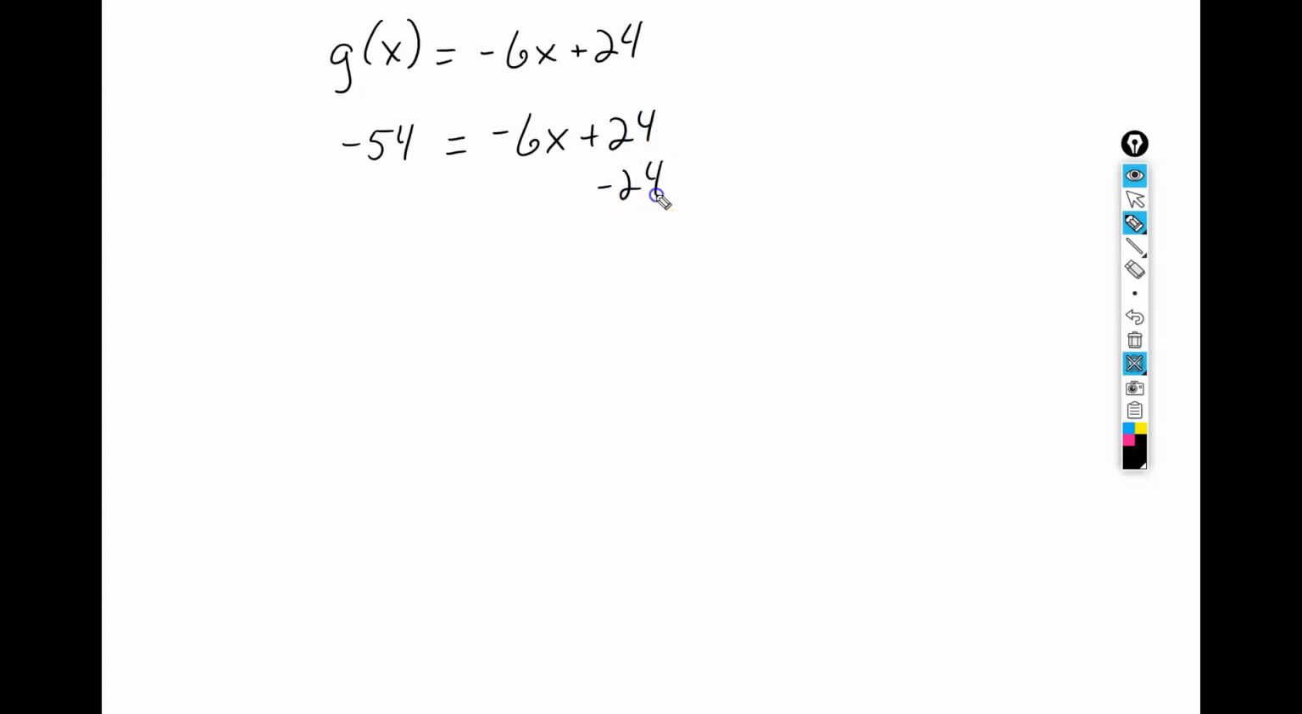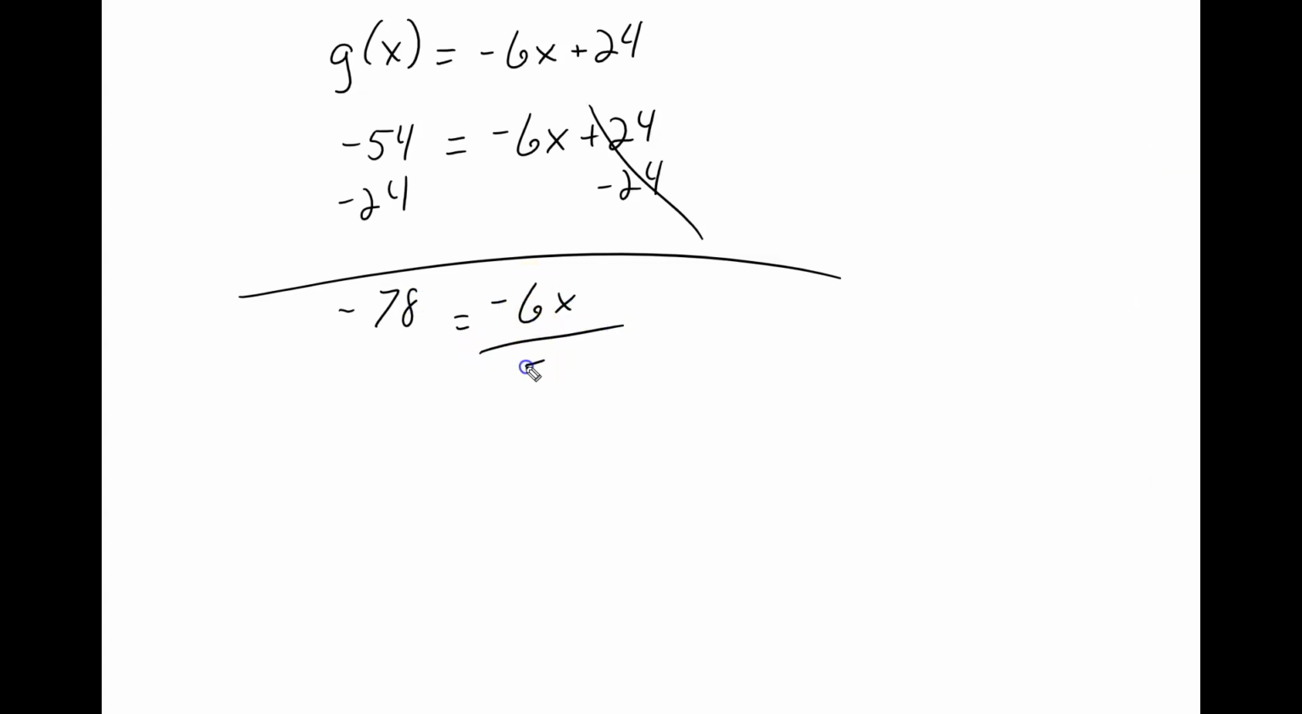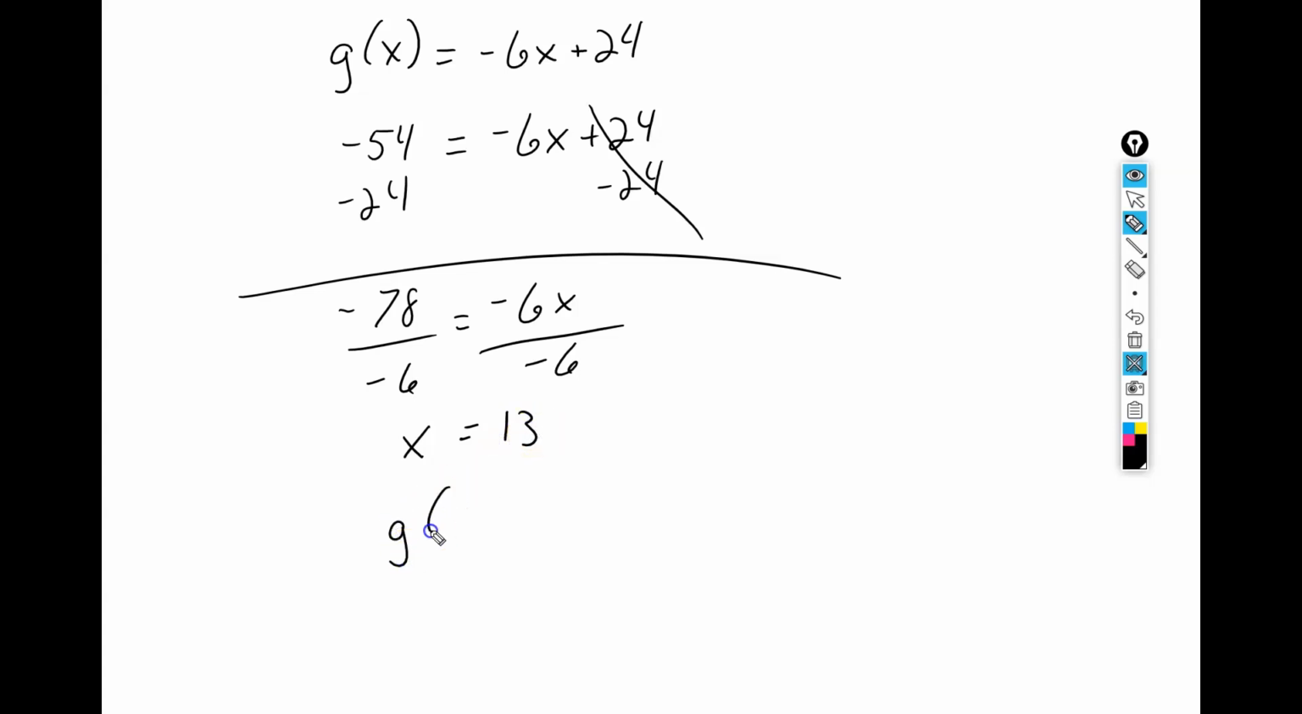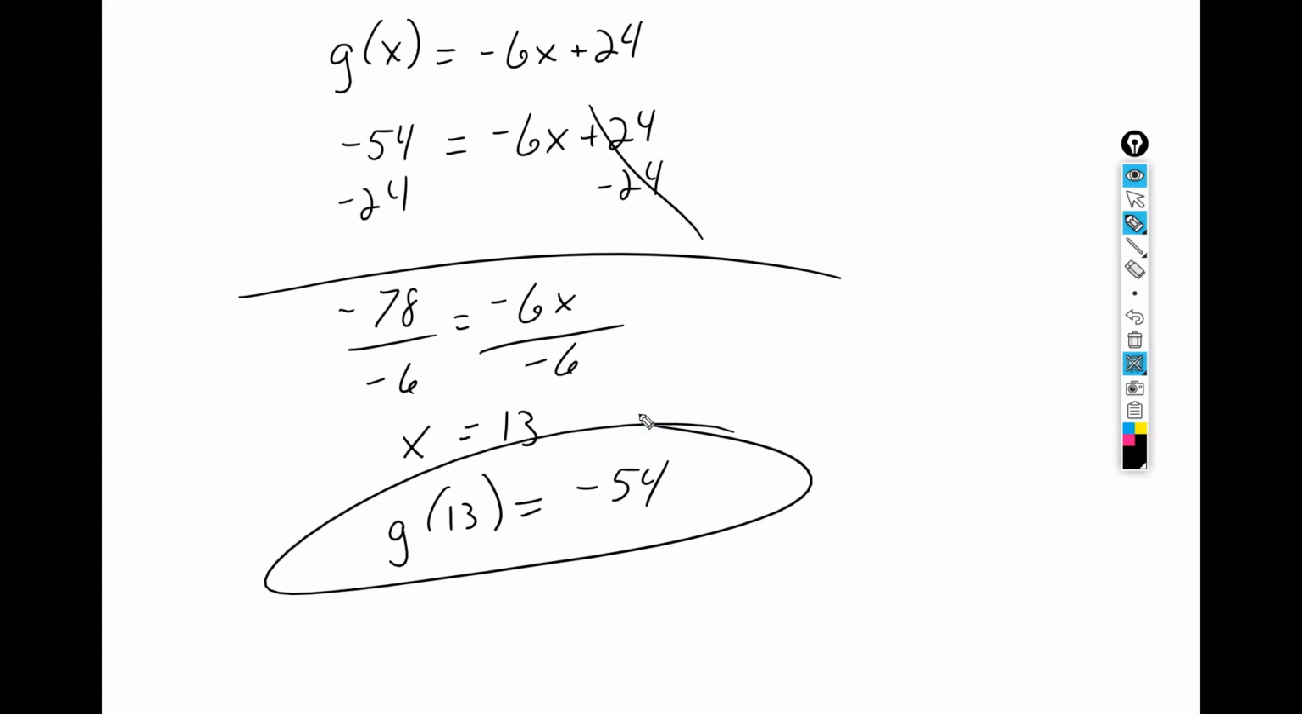So I'm going to subtract 24 from both sides. Negative 54 minus 24 gives me negative 78. Divide both sides by negative 6. And negative 78 divided by negative 6 gives me a positive 13 as my input. So g of 13 gives me negative 54 as my output.